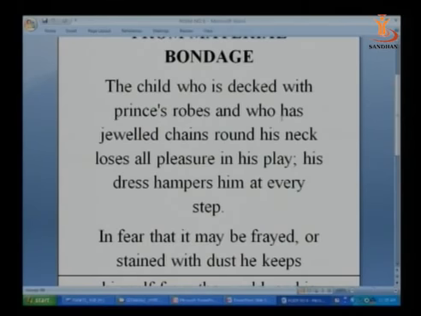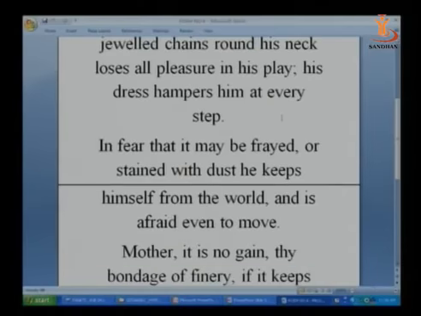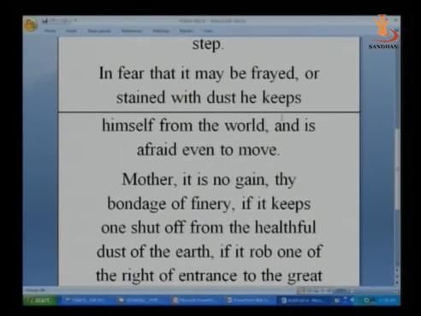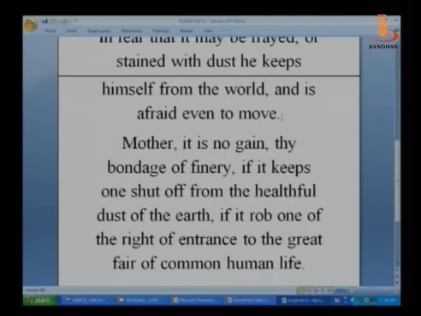The child who is decked with prince's robes and who has jeweled chains round his neck loses all pleasure in his play. His dress hampers him at every step. In fear that it may be frayed or stained with dust, he keeps himself from the world and is afraid even to move. Mother, it is no gain, thy bondage of finery, if it keeps one shut off from the healthful dust of the earth, if it rob one of the right of entrance to the great fair of common human life.